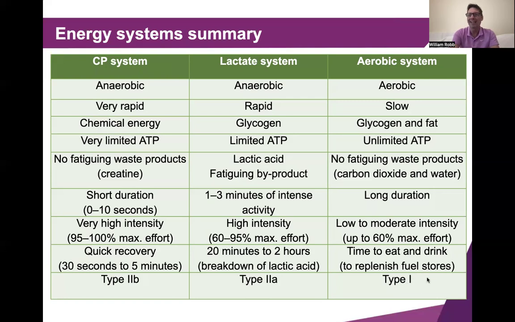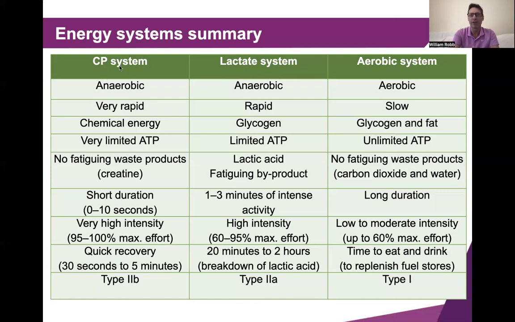So if you start now thinking about how we can link this into your client's training goal. For example, if your client wants to burn fat, we're looking at the aerobic system using type 1 muscle fiber at about 60% of the client's maximum effort. If you want hypertrophy training, muscle building, we're looking at the lactate system, type 2A muscle fiber, and between 60 and 95% of the client's maximum effort.